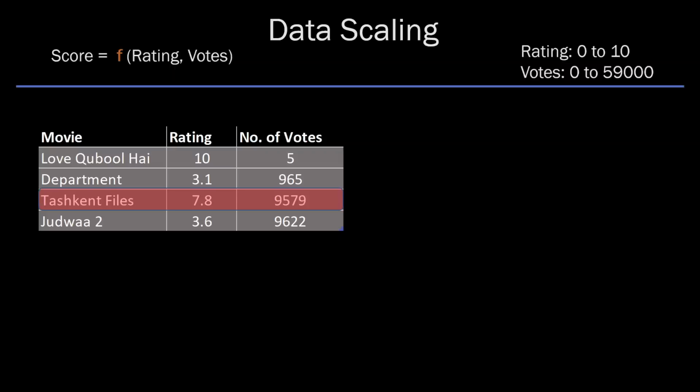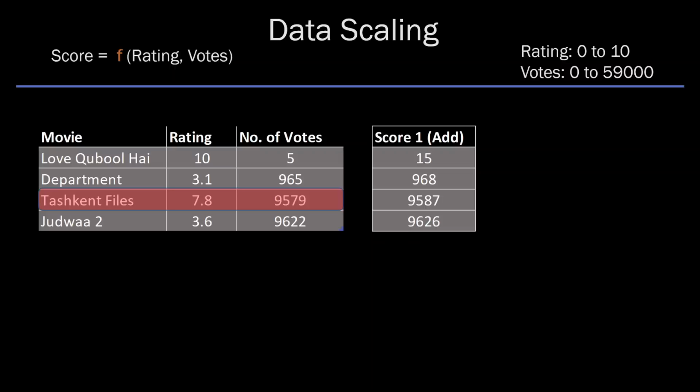Now, how do I convert these two pieces of information into one? What could be the function f? The function f could be simple addition, adding these two values. So this is the input and output I'm seeing. The output says 9626 for Jurwa 2, which is more than Tashkent Files. So this is definitely not a very good function for me. There could be another function of multiplying these two.